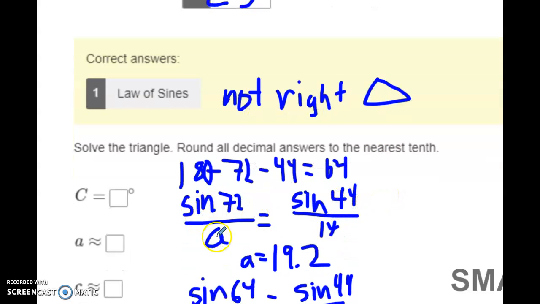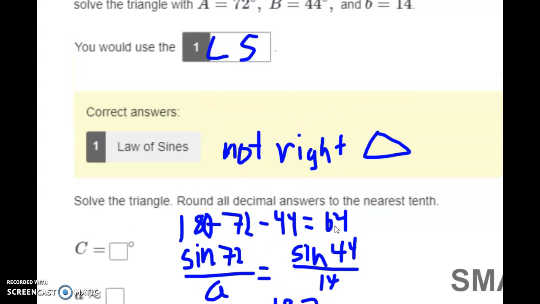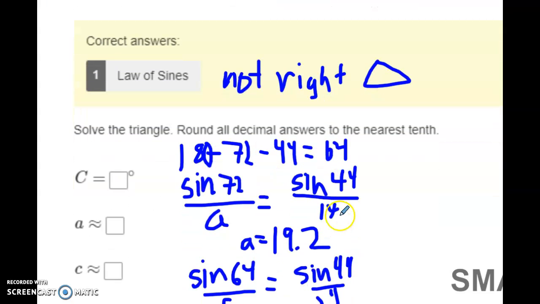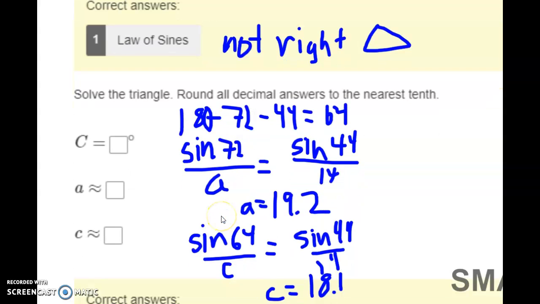Now let's look for side A. So sine of 72 over A divided by sine of 44 over 14. That was the ratio of B. A is 14 times sine of 72. Find an answer, divide it by sine of 44, you come up with 19.2.